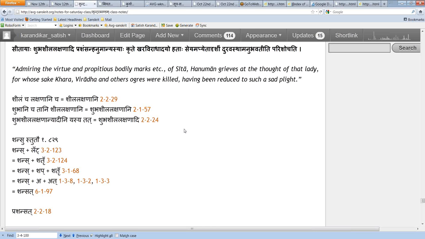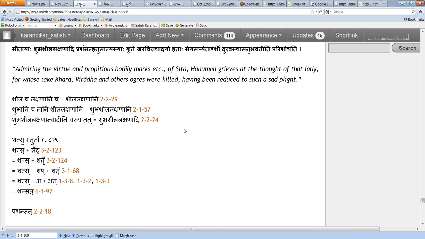Sitayaha, Shubhashila, Lakshanadi, Prashamsan, Hanuman, Yasyaha, Krute, Kharaviradhadayaha, Hataha, Sa, Iyam, api, etadrishim, duravastham, correct. Anubhavati iti, Parishochati. Now iti ends the quotation.